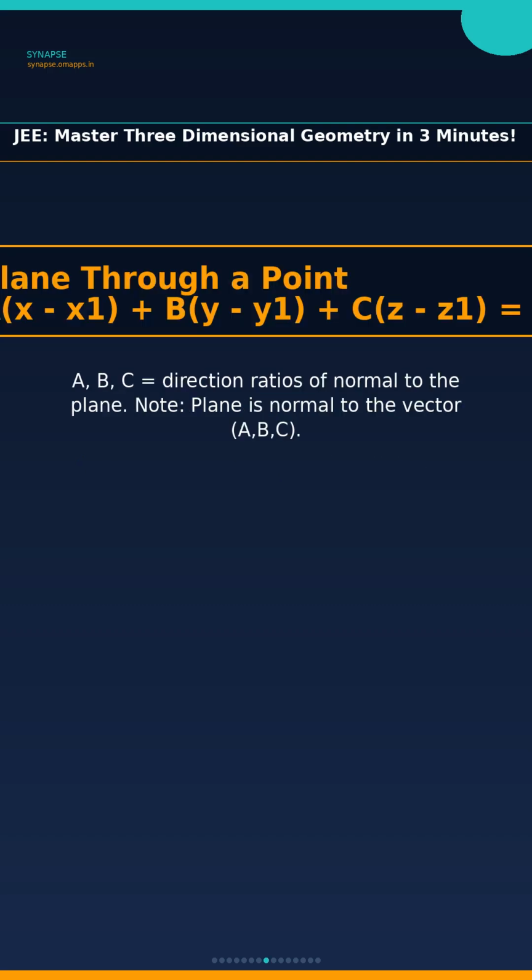Another crucial formula for planes is a(x - x1) plus b(y - y1) plus c(z - z1) equals 0. In this formula, a, b, and c are the direction ratios of the normal to the plane. Keep in mind that the plane is always normal to the vector (a, b, c).